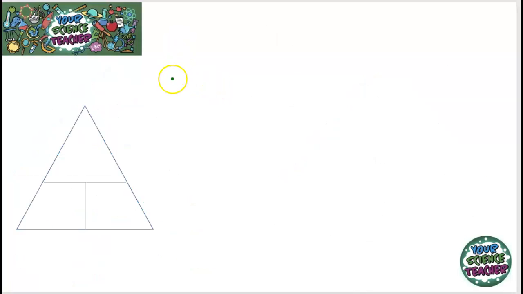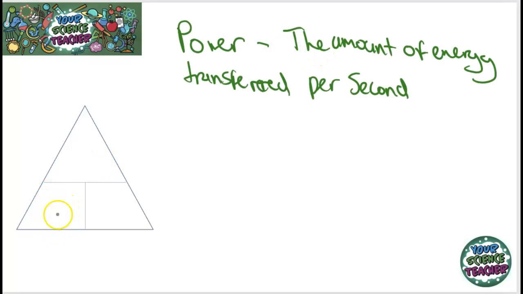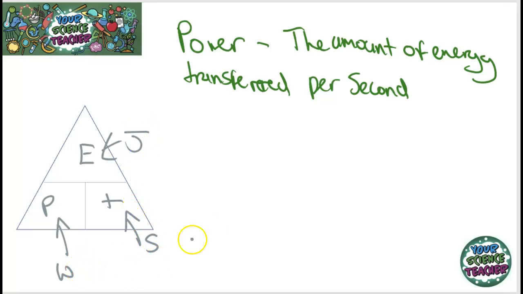There is one more equation that we need to know for this topic, and that is power. Power is the amount of energy transferred in a given time. So the way we calculate power is dead easy. Power is equal to energy divided by time. And power has one of my favorite units, which is watts. And remember that energy's units are joules and time is seconds. So a watt is equal to a joule per second.